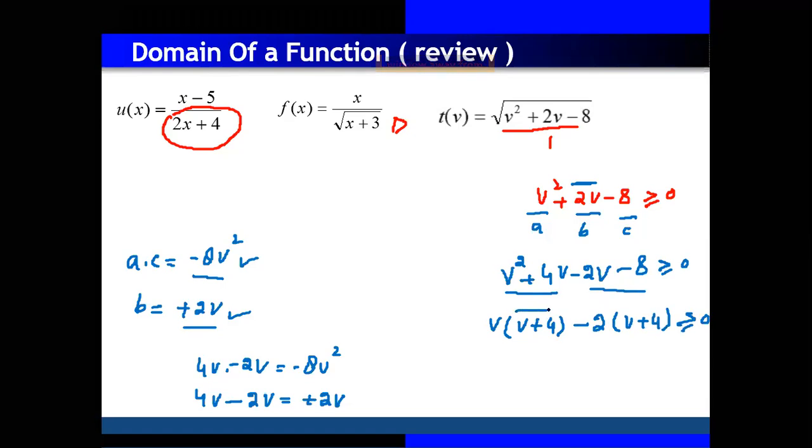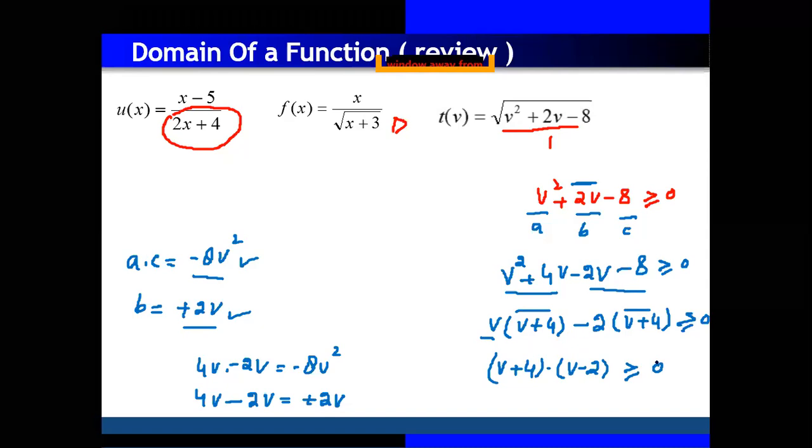These must be the same: V plus 4, V plus 4. So taking common, V plus 4 is common. Remaining we have V minus 2. And these must be greater than 0.